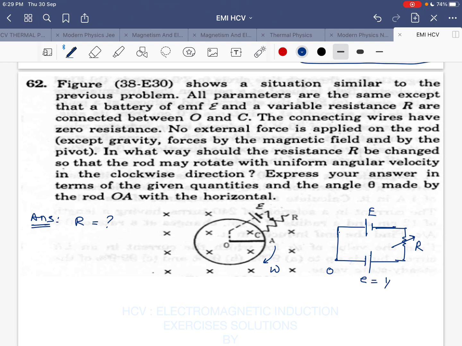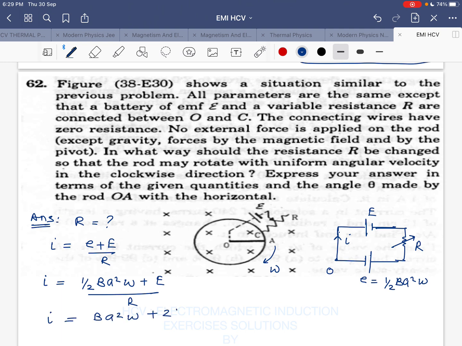So we know that the EMF induced is given by half BA square omega, and the current flowing in the circuit would be total EMF, which is half BA square omega plus E, upon the resistance which is variable. On arranging, it will be BA square omega plus 2E, whole divided by 2R, and that is the current in the circuit, equation 1. Now, in what way should the resistance be changed?